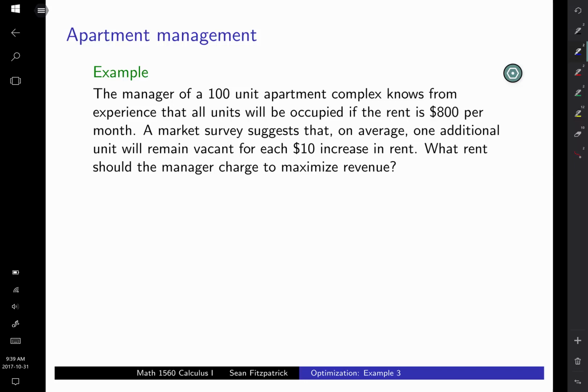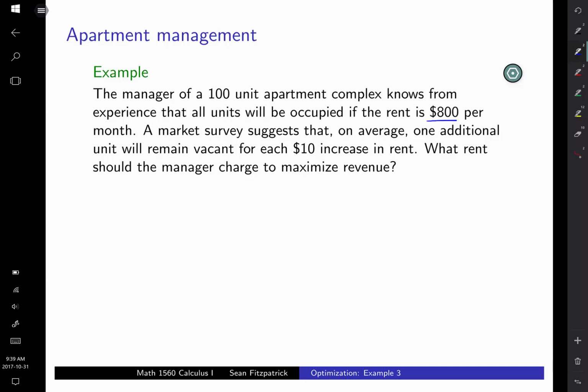So in this case, we've got an apartment building, 100 apartments in it. I suppose all apartments are the same because they all rent for a cost of $800 a month. And the manager has conducted some sort of market survey and found out that for every $10 that she increases the rent, one unit is going to become unoccupied, right? So as the rent goes up, the vacancy will also go up as some people can't afford the apartments. I suppose this is the idea. So every time she adds $10 to the rent, one unit is going to become unoccupied.